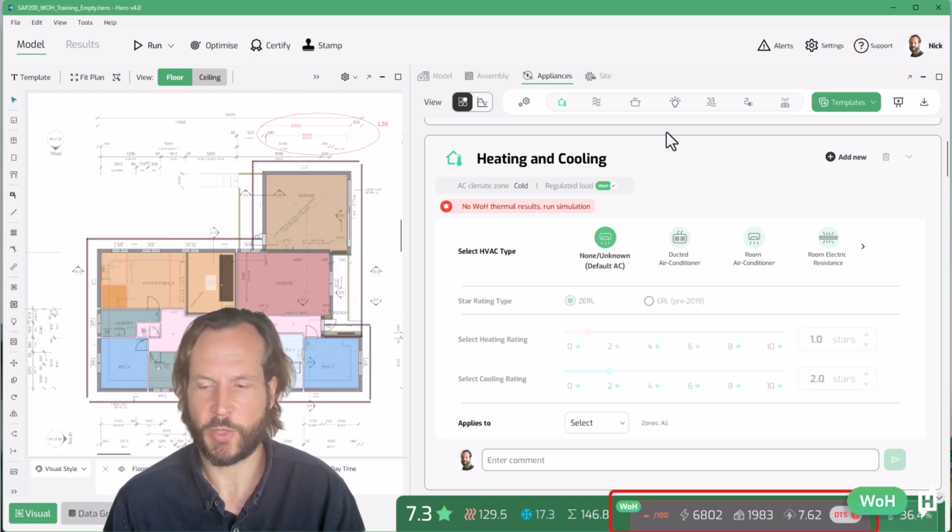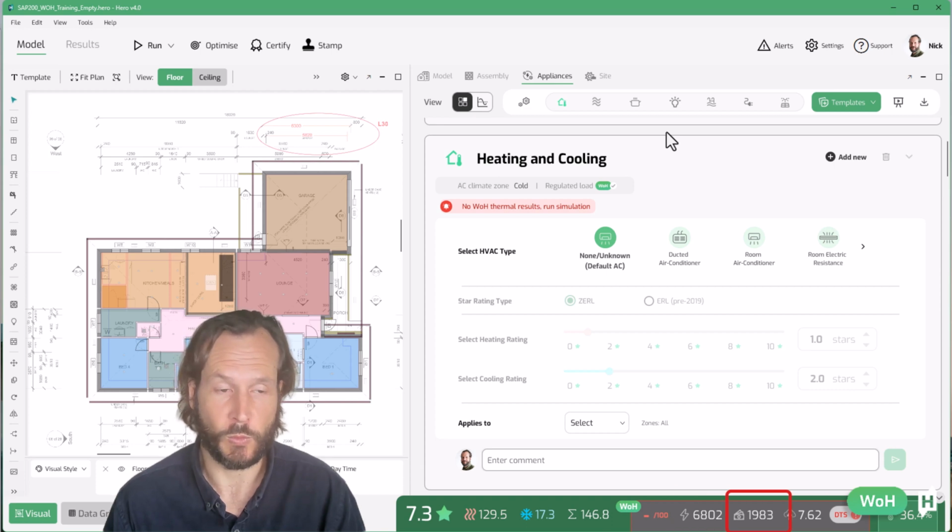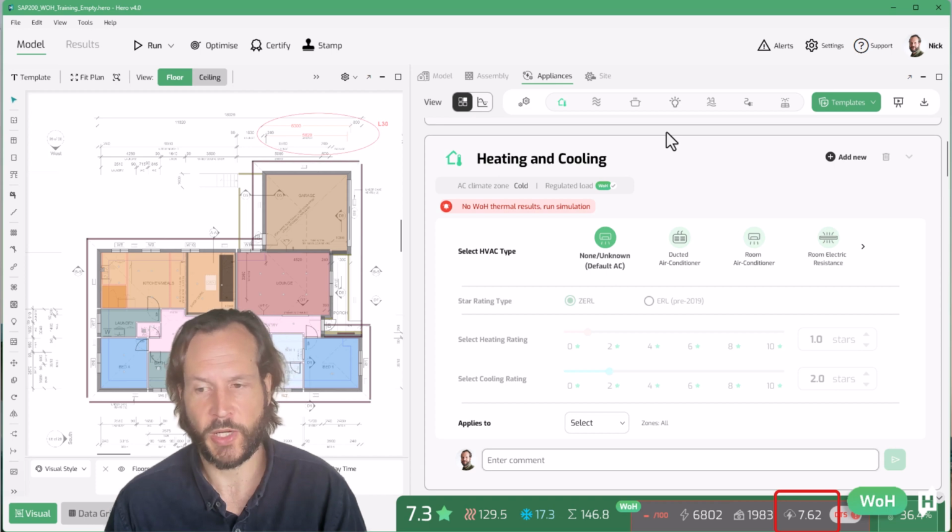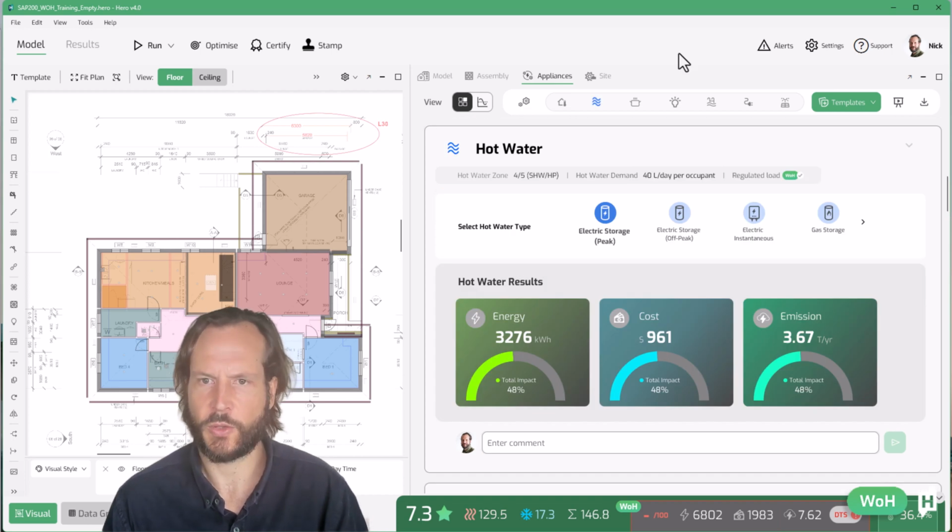But we do see we already have an annual energy value in kilowatt hours, an overall running cost based on the NatHERS fuel tariffs for each state, and the overall operational greenhouse gas emissions, again based on the NatHERS state-by-state fuel emissions.